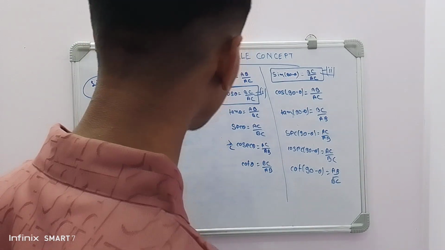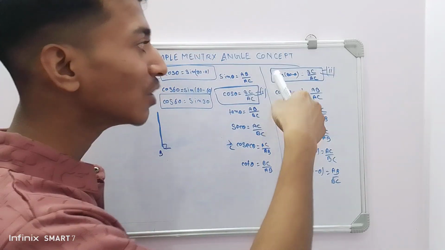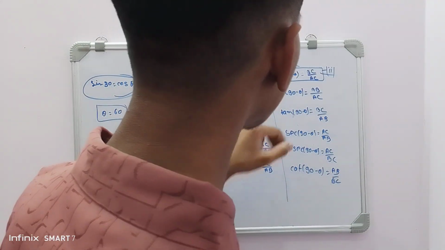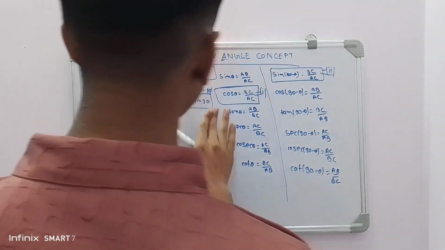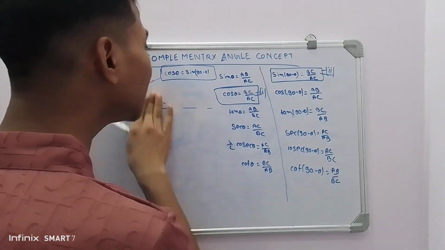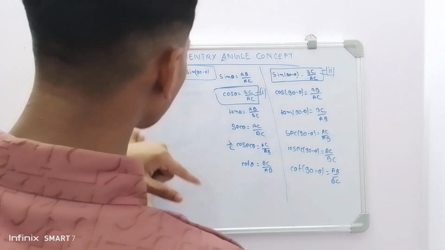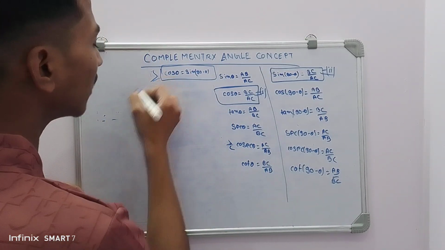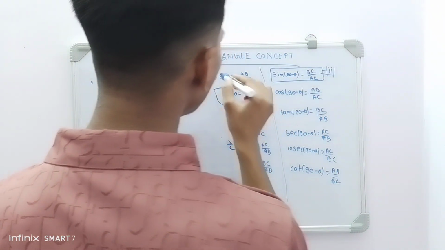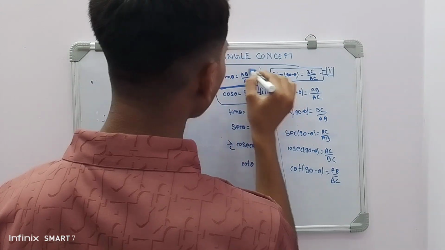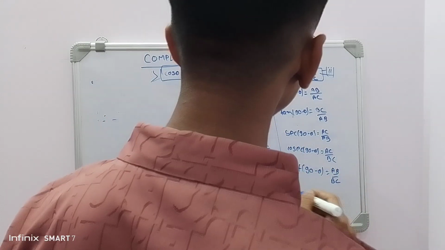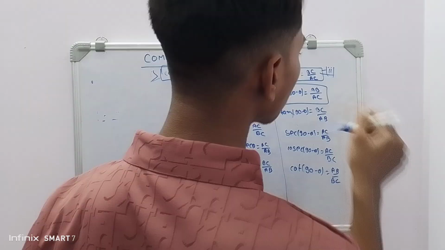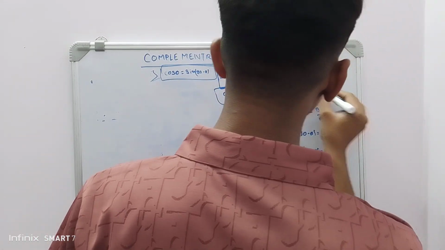So how did we get this one? Using this identity, over a closer observation, that cos of theta is equal to sine of 90 minus theta. Like this, we have six identities from this relation. So this is the first identity. And if you are able to see that sine of theta, which is AB by AC, is equal to cos of 90 minus theta, which is also AB by AC.